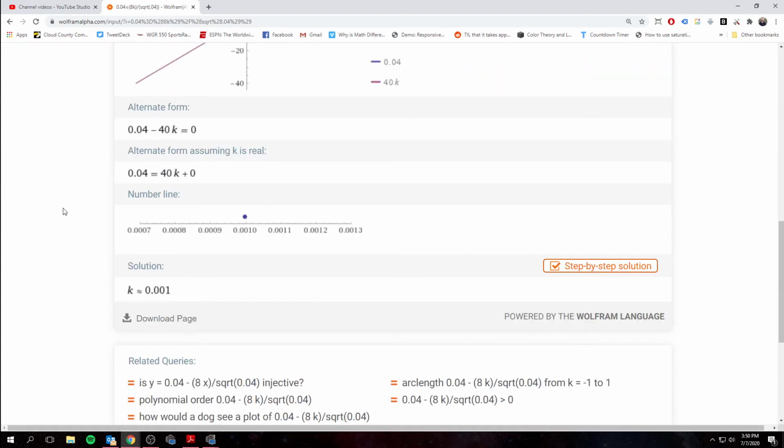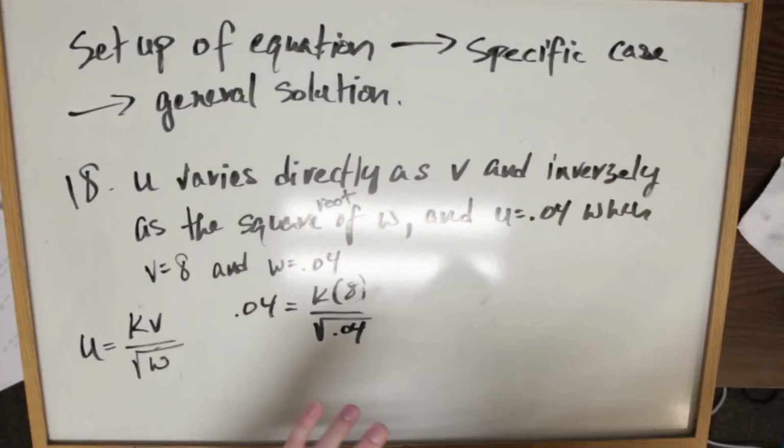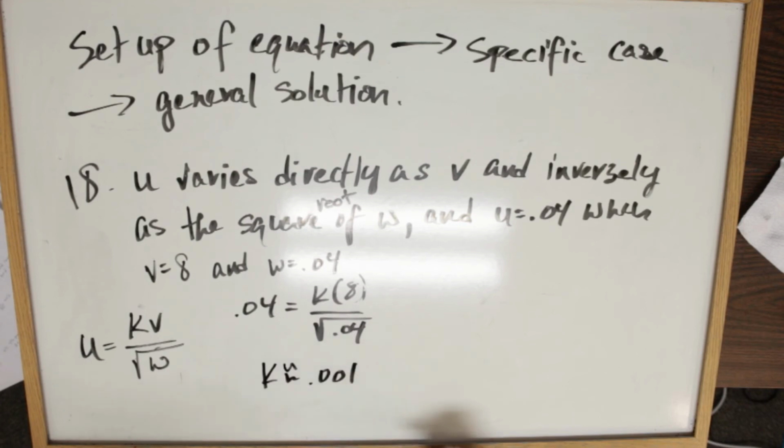Here we go. All right. So k is approximately this. So what we get, let me go ahead and flip back to the board here. What we get is k is approximately 0.001. Okay?